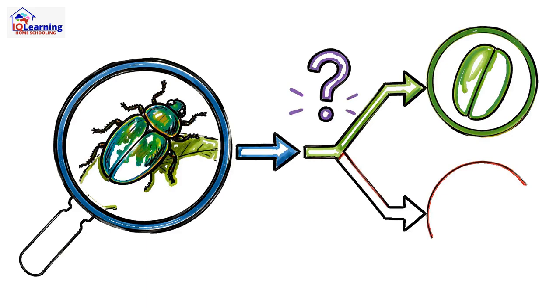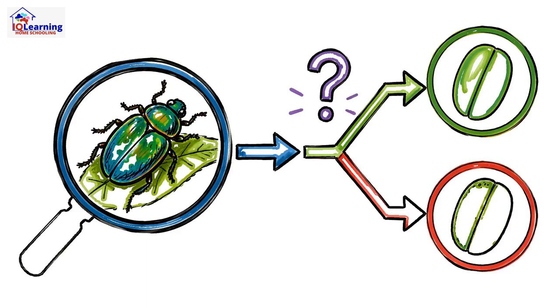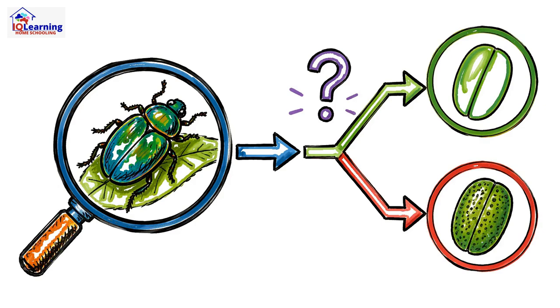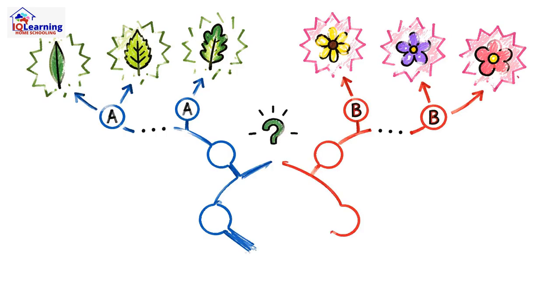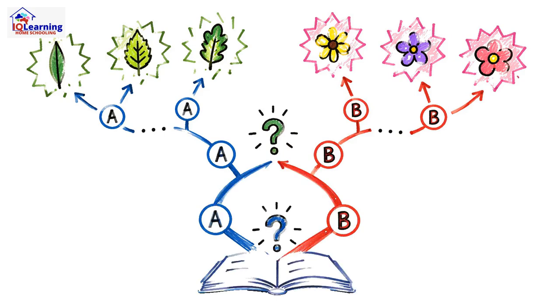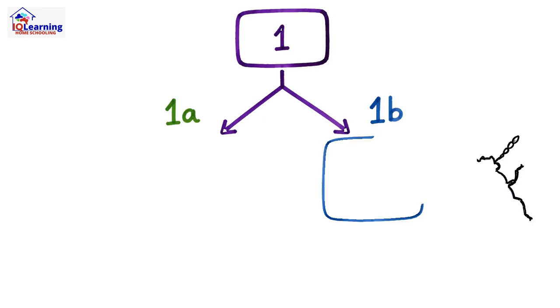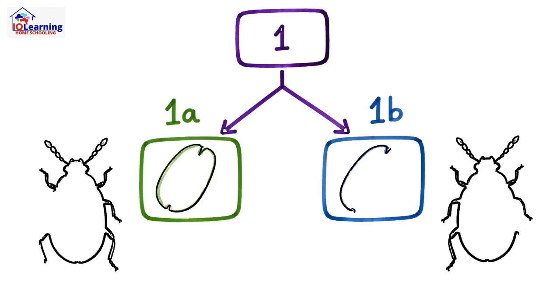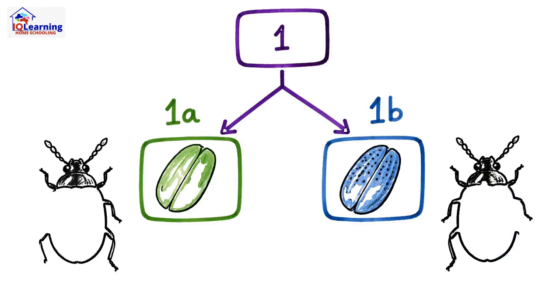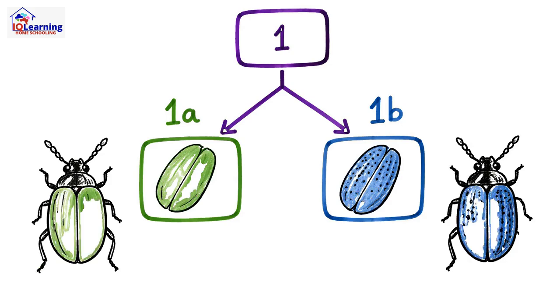This tool is called a dichotomous key. Dichotomous simply means "cut in two." At every step, the key forces you to make a choice between two distinct options. It's like a choose-your-own-adventure book for the natural world. For your beetle, the first question might be: 1A, wing cases are smooth, go to step 2. Or 1B, wing cases are pitted, go to step 3.